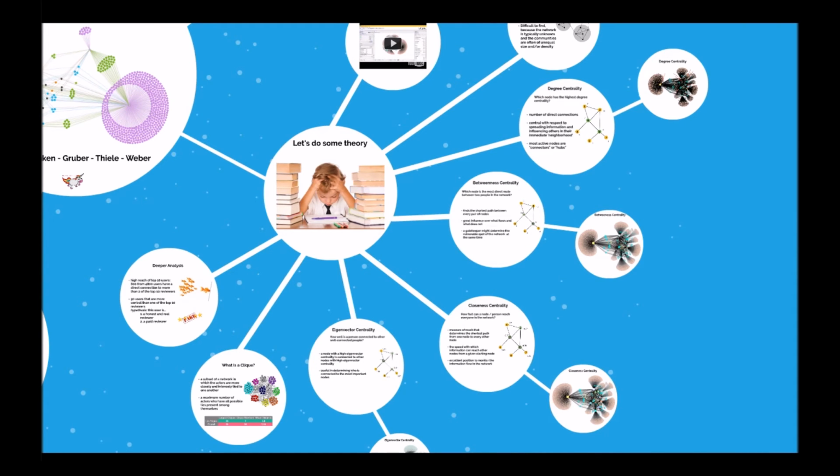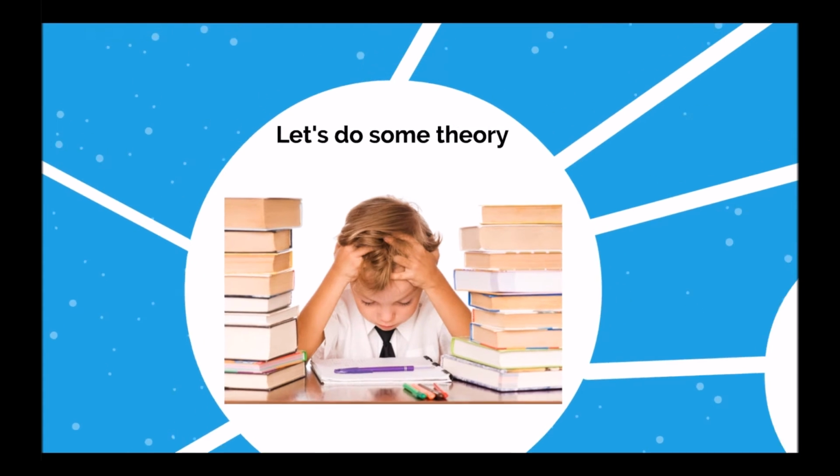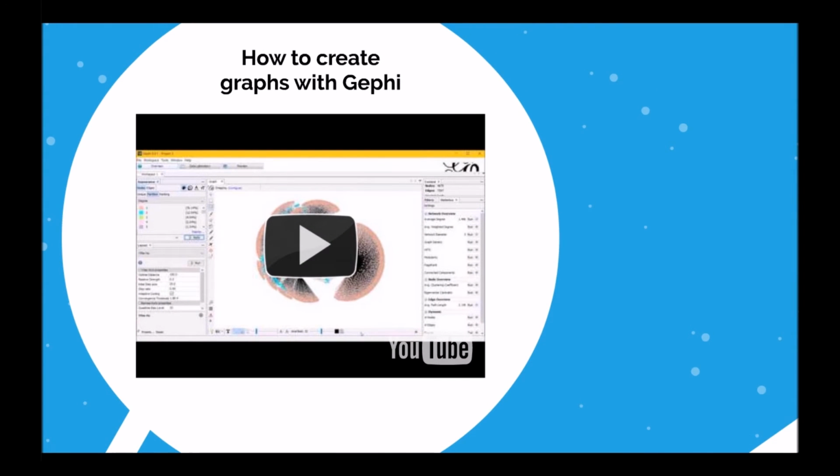Okay, let's do some theory. Since you now know how to handle the data, we will give you some basic theoretical information on 5 analyses we conducted. For each of these analyses, we provide you with a small exemplary picture of a network which shall illustrate the results for the analysis. We also provide you with some practical examples of our own data. But first, we want to show you a short tutorial on how to create graphs in a program called Gephi.